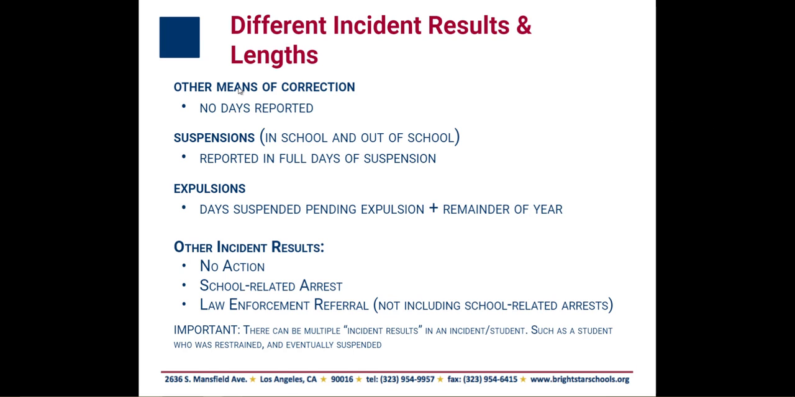Okay, so more about the types of outcomes or incident results. You can have other means of correction, suspensions, which can occur in school and out of school, expulsions, which could start with a suspension, and depending on the incident, there could be situations in which no action is taken, or in which a school-related arrest results, or a situation in which law enforcement is referred but doesn't result in an actual arrest.